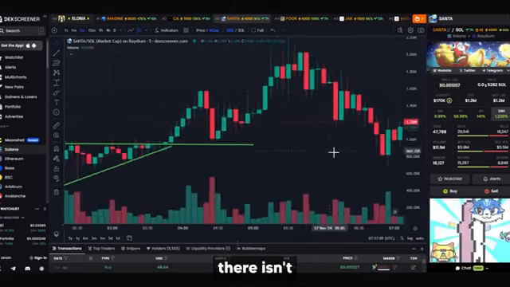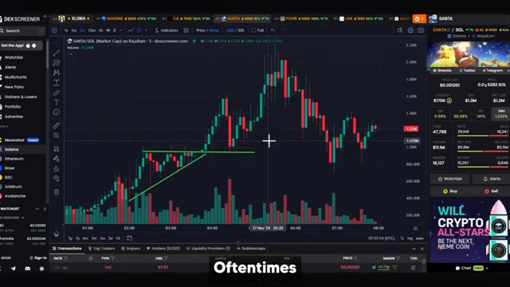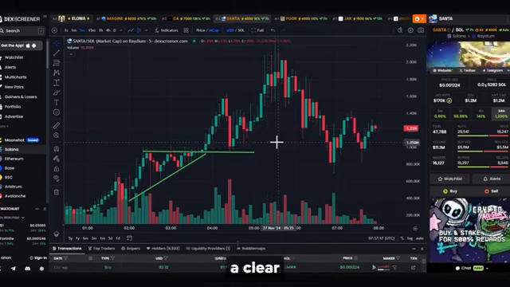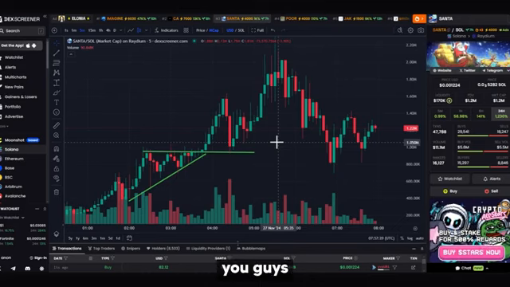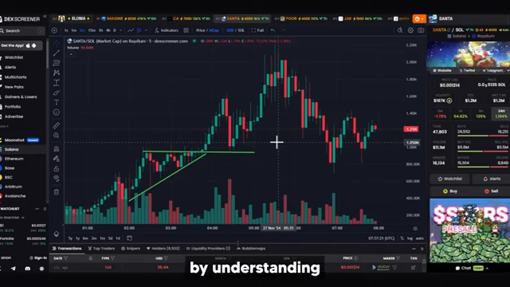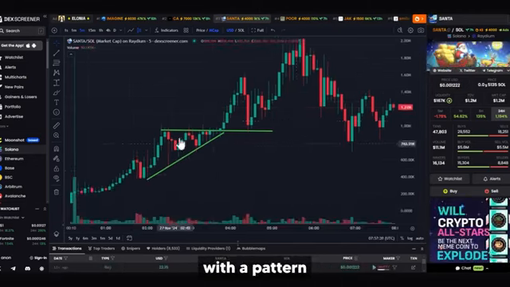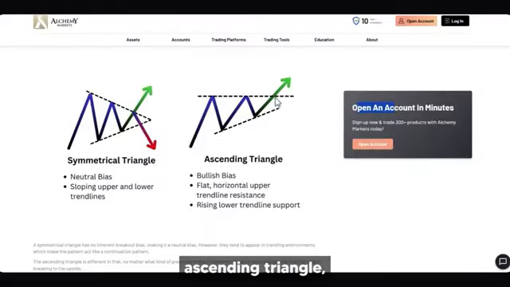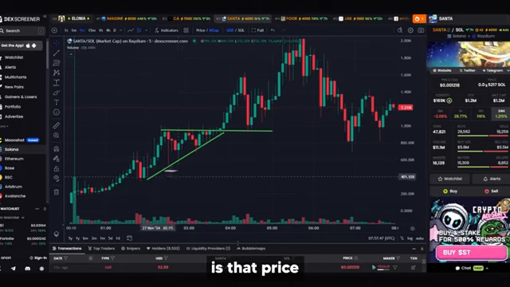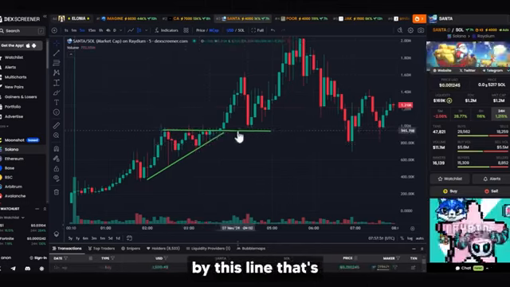Now, sometimes there aren't these kinds of charts. You can see sometimes it does get really messy, and that's okay. Oftentimes, I simply won't invest in coins if it doesn't have a clear chart structure. But the point I'm trying to make to you guys is that whilst meme coins are extremely risky, you can reduce the level of risk by understanding exactly where these patterns are. And you can see right here with a pattern like this ascending wedge, and if we look at this ascending triangle, this is the exact same pattern that we see here that has a bullish bias and has rising lower trendline support. And all that means is that price is getting supported by this line that's going up. And of course, you can see it's getting rejected by this line that's holding it down.